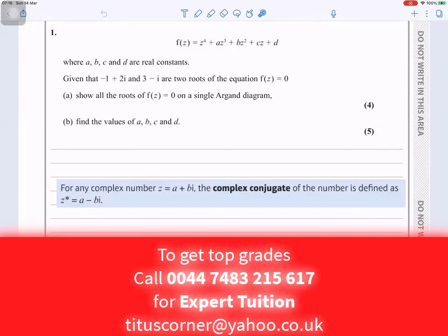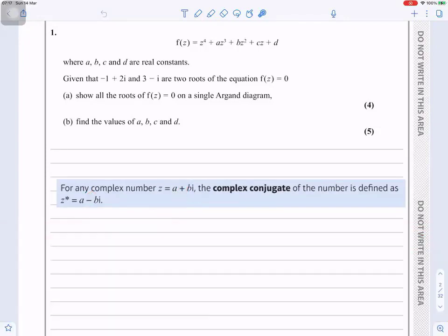If you look underneath, I've put: for any complex number z = a + bi, the complex conjugate of the number is defined as, we can call it z star, a - bi. Remember, there's a minus there, and this one has a plus. That's how you define a complex conjugate. It's a plus there, and this one is a minus. We're going to be using that.